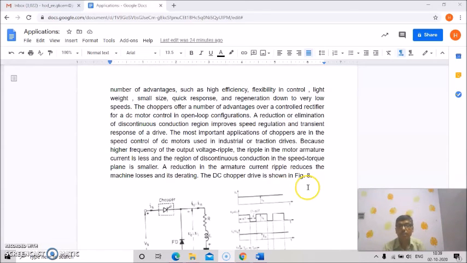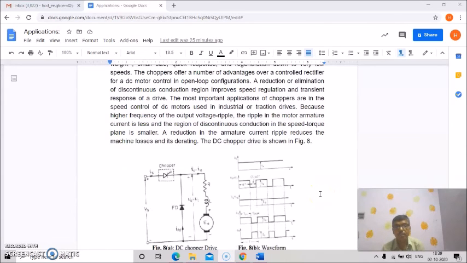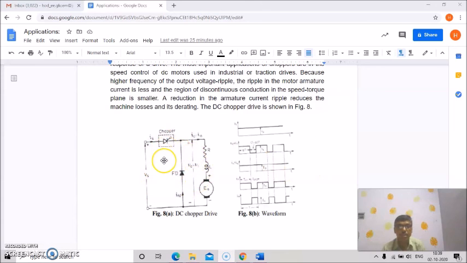The most important applications of choppers are in the speed control of DC motors used in industrial or traction drives. Because of the higher frequency of the output voltage ripple, the ripple in the motor armature current is less, and the region of discontinuous conduction in the speed torque plane is smaller. Reduction in the armature current ripple reduces the machine losses and its derating. So this chopper drive is shown here, along with its waveform.